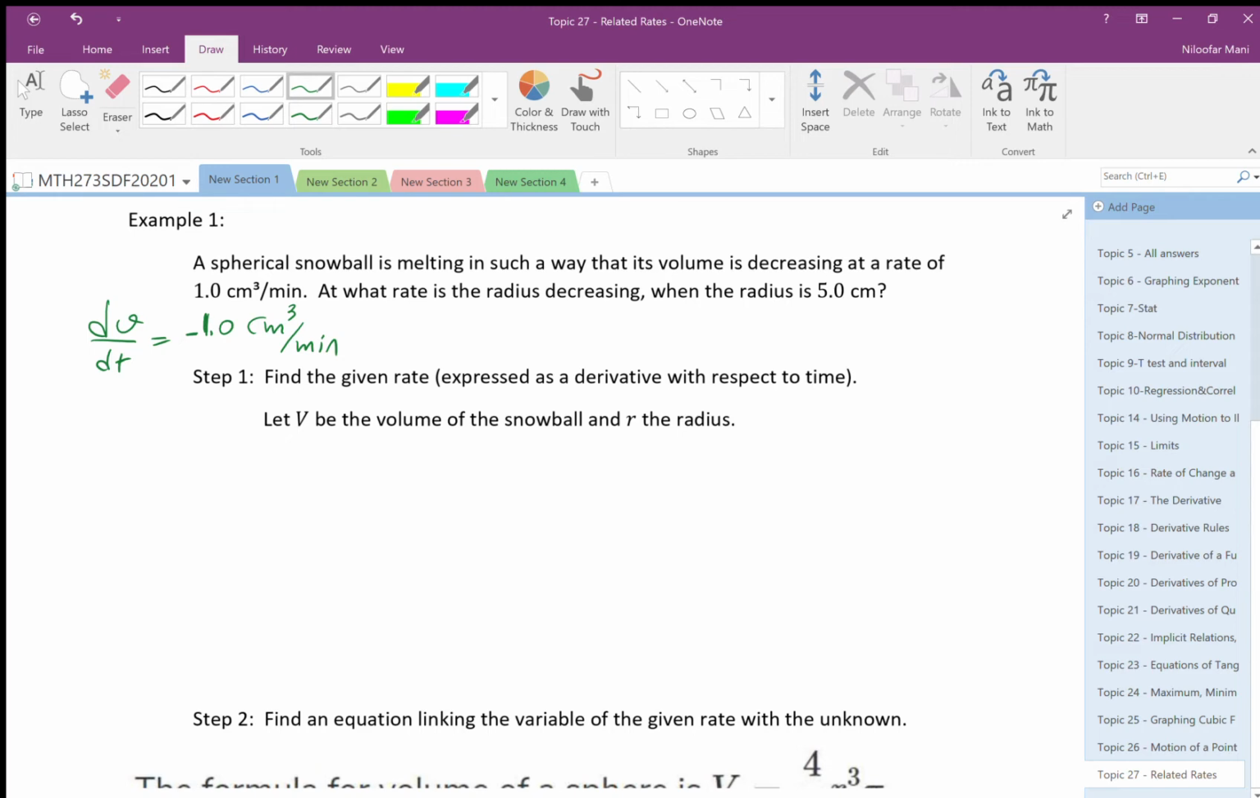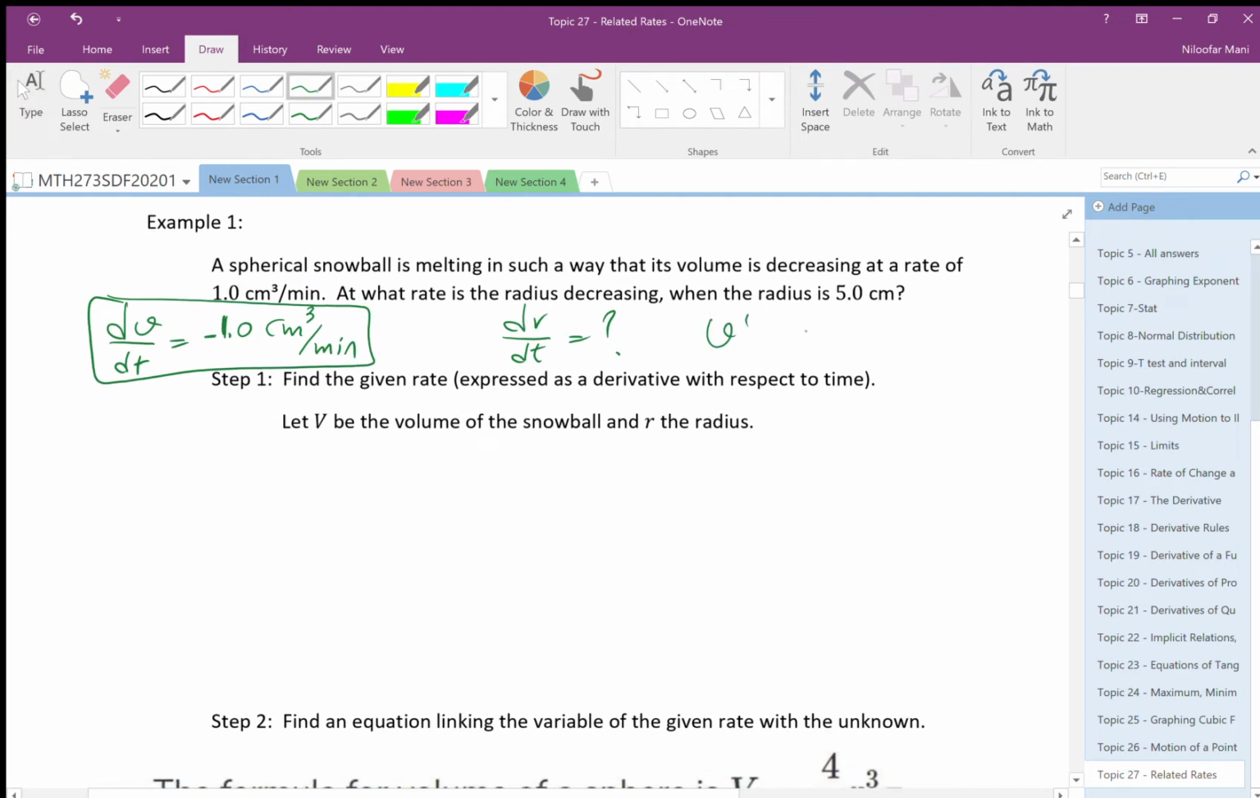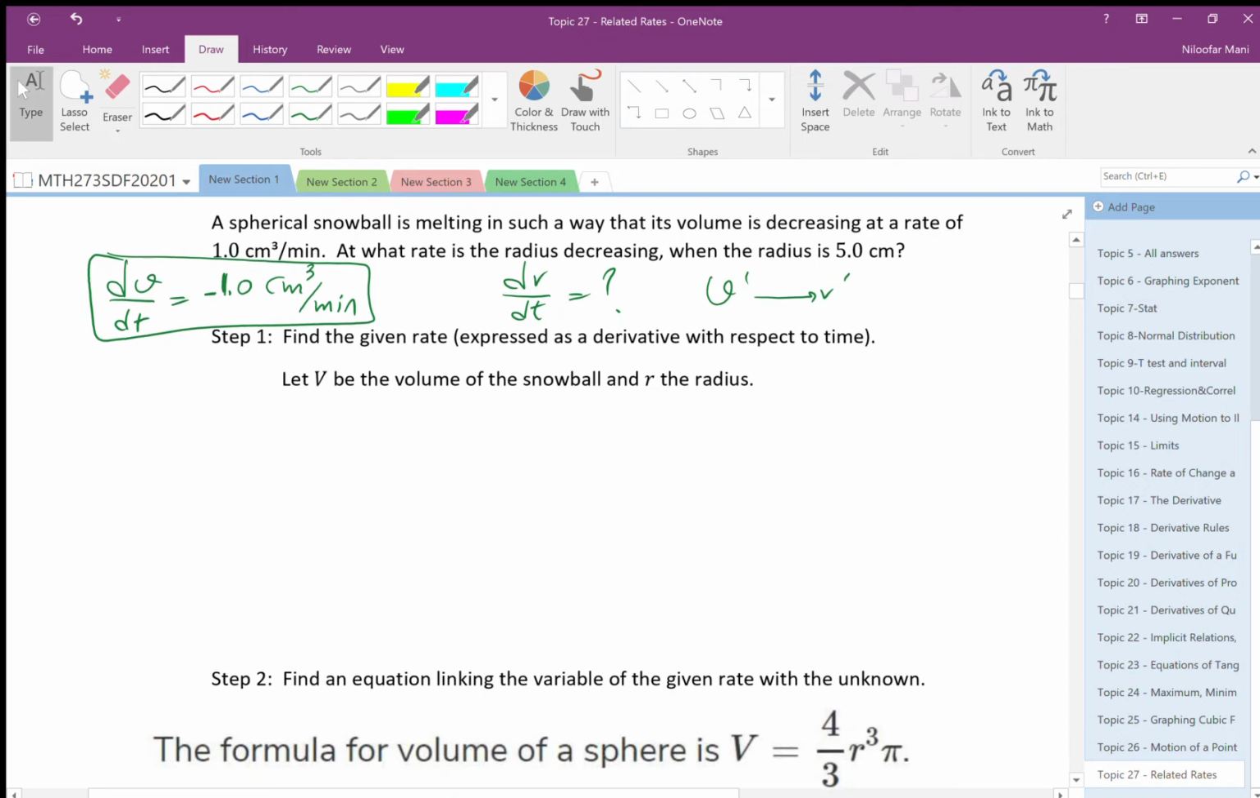So at what rate is the radius decreasing? And it says what rate is decreasing. Okay, so here I do have this, and I want to know what is dr over dt. In order to make it easy for you, I say I have V prime and I want to find r prime. But then you tell me, where is the equation? What should I do here? Okay, the equation is here.